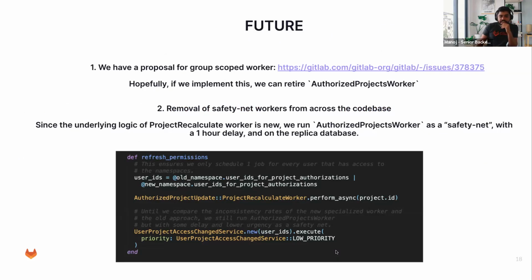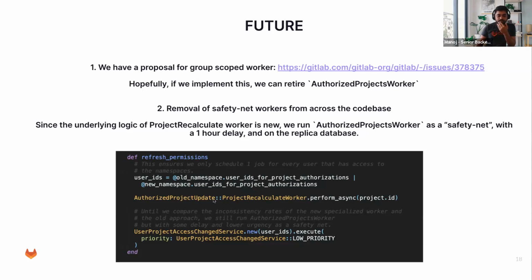We also want to remove safety net workers from across the code base. In GitLab.com, the safety net workers run on the replica, so there isn't much damage being done that way. But on self-managed instances, these safety net jobs run on the primary, and for such installations, it might be a problem. So we want to remove the safety net jobs at some point, but before that, we have to make sure that our new workers give us the right output. We haven't been able to measure that, but once we measure it, and if the results are right, we can also remove the safety net workers from the code base.